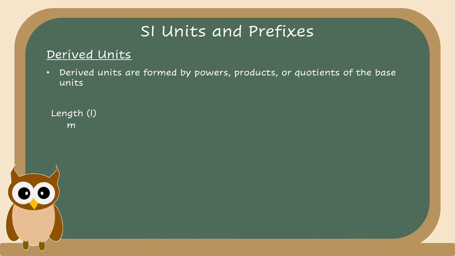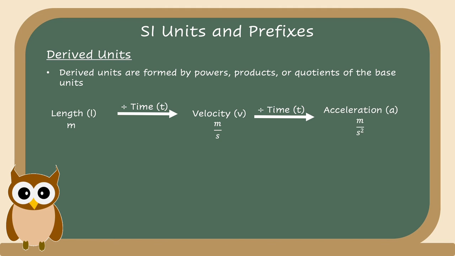We can make some more complex derivatives, starting with length, for example. If we divide it by time, we get velocity with units in meters per second. And then if we divide it by time again, we can get acceleration with unit meters per second squared.